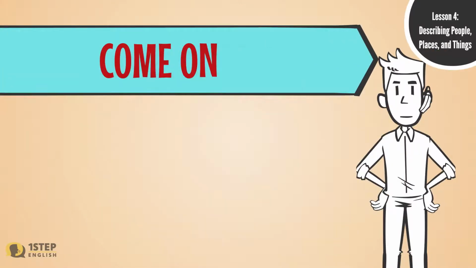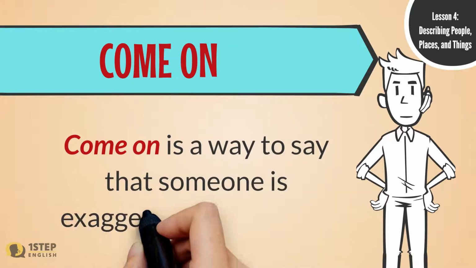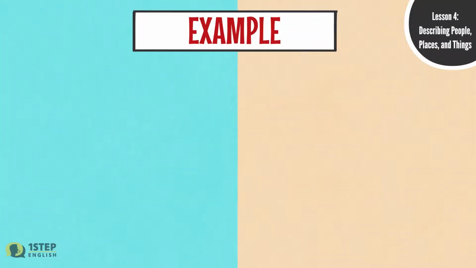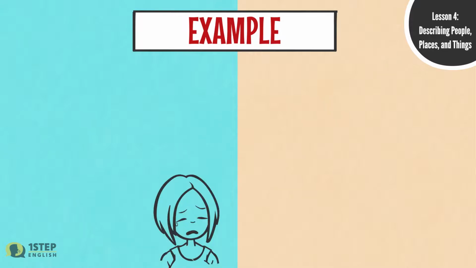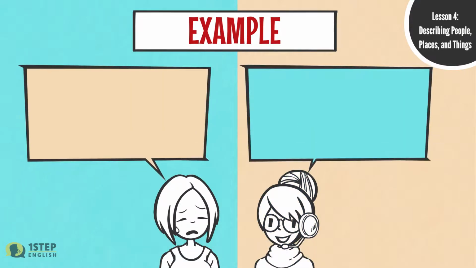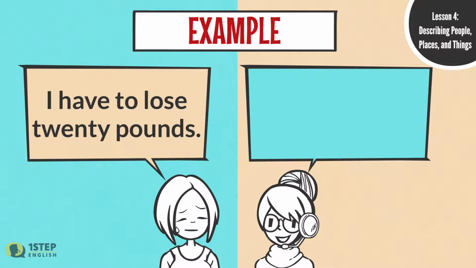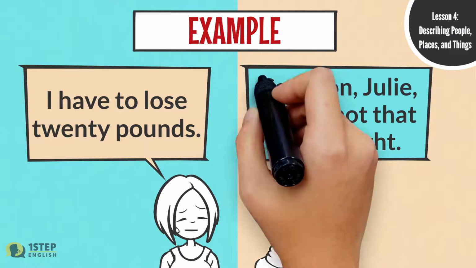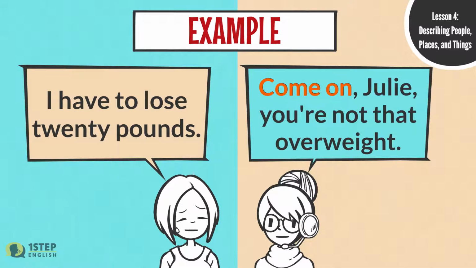Come on. Come on is a way to say that someone is exaggerating a little bit. For example, I have to lose 20 pounds. Come on, Julie, you're not that overweight.